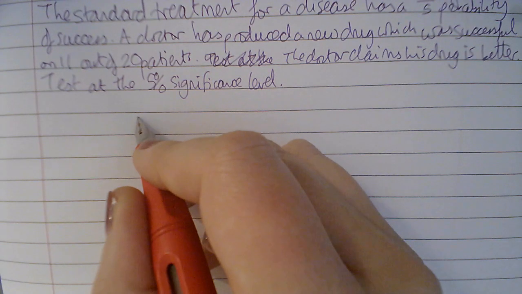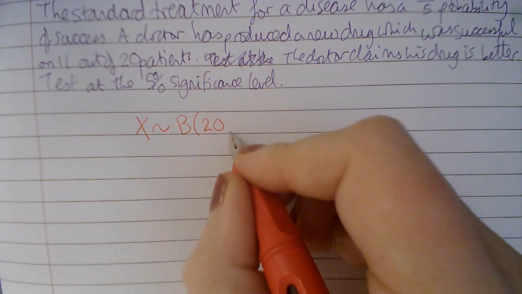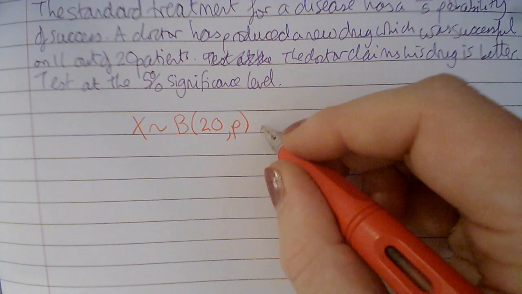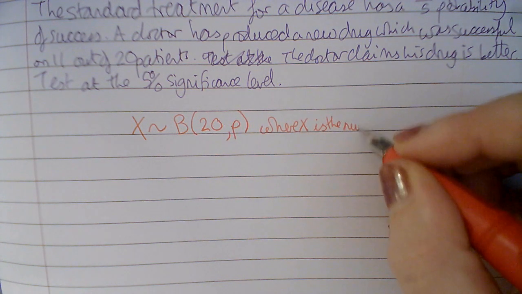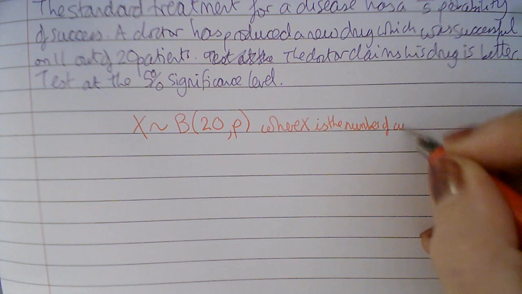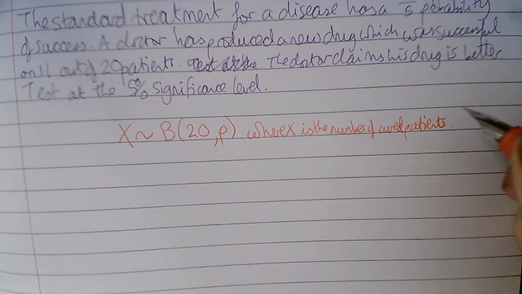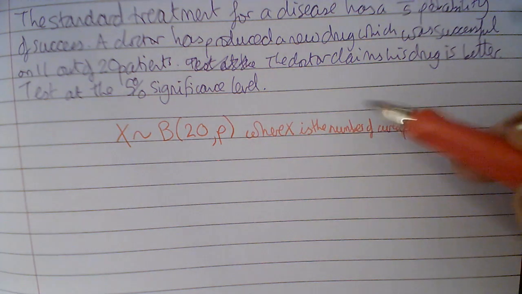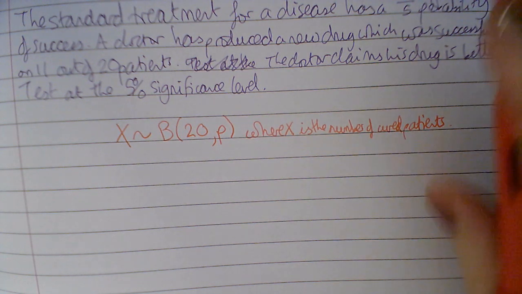So first, I will start by saying X is distributed binomially 20, p. We leave the p blank because that's what we're testing. And I will say where X is the number of cured patients. It's important to always define what your success is, because in some cases you'll be given other information in the question, so you really need to be clear. The success I'm saying is that they are cured, not that they aren't cured. Again, it's obvious, but we just need to be clear.